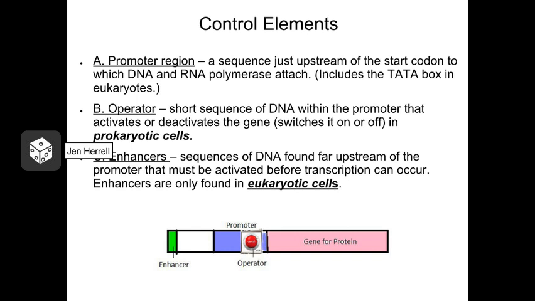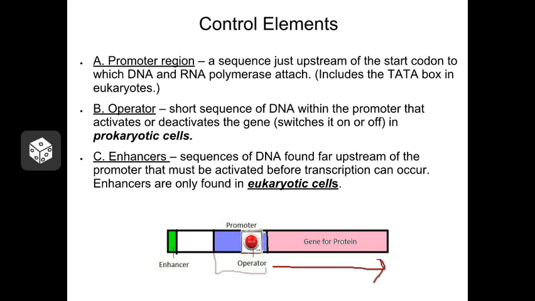Here are the three types of control elements you should be aware of. First, we have the good old promoter. To remind you, the promoter is a section of DNA that's right next to the gene, and it provides an attachment point for RNA polymerase. Once RNA polymerase has attached, it can begin transcription.